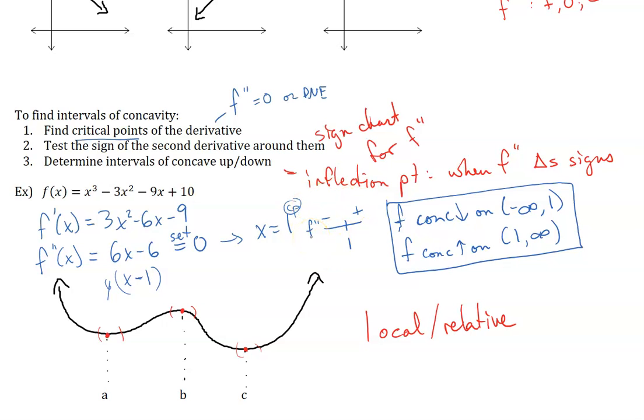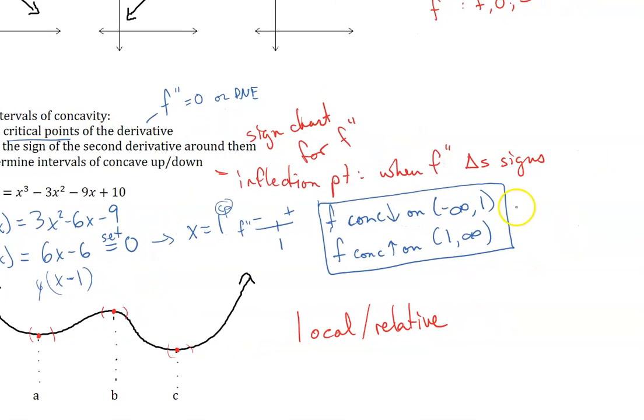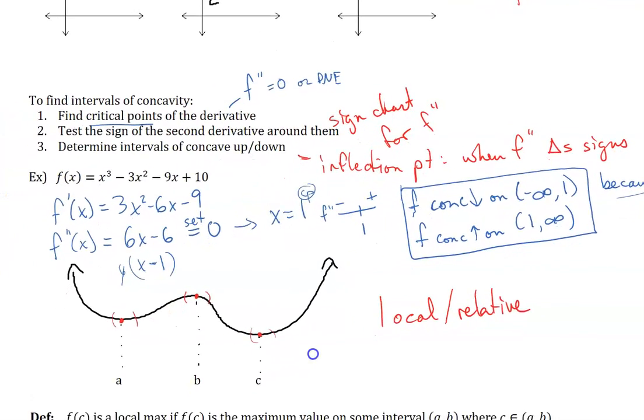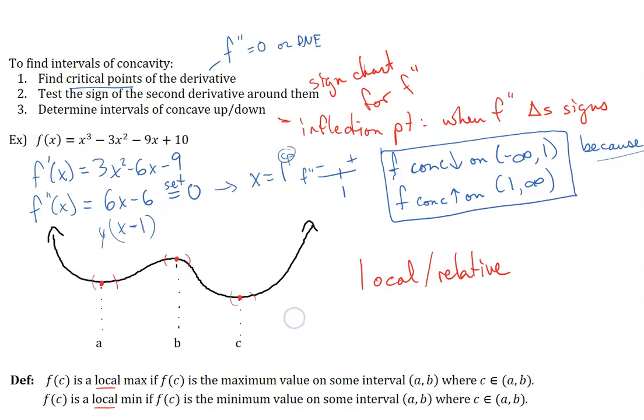So if I was asked to justify this statement, if I wanted to prove why f is concave down, I would need to write in words, I would need to say, because f double prime is less than 0. So just saying, oh, well, there was a sign chart there. Why didn't they look at the sign chart? Or why didn't you, Mrs. Easley, look at the sign chart? I'm not going to look at the sign chart if I'm looking for justification, so make sure you give this statement.